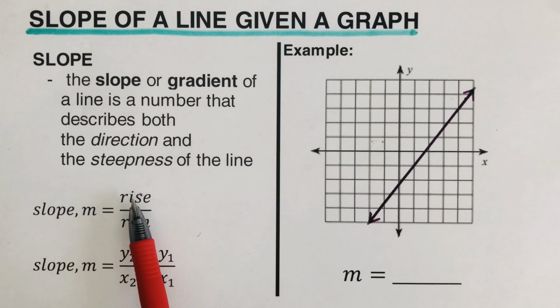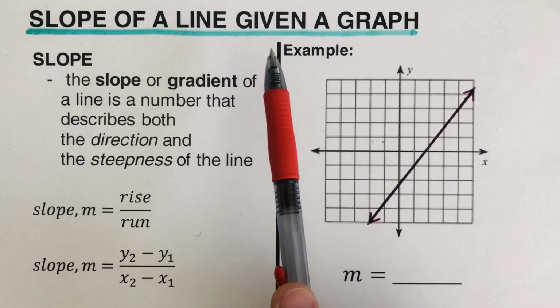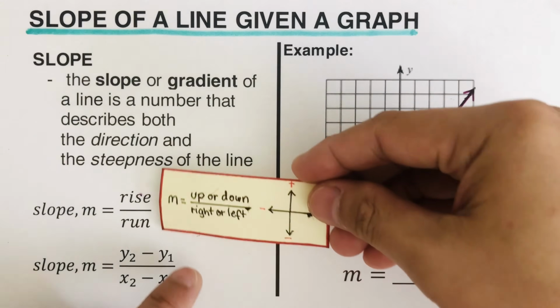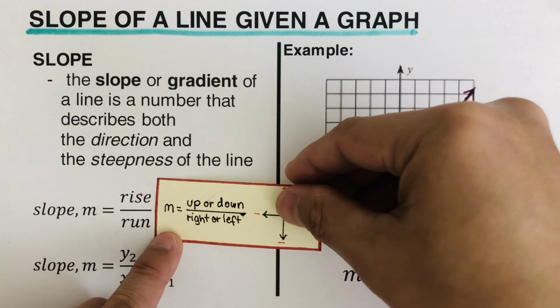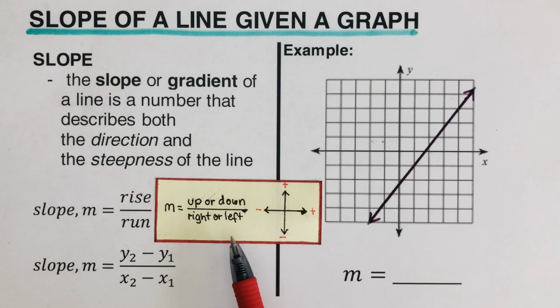By the way, slope is represented in math as letter M. It is the ratio between rise over run, or mathematically, y sub 2 minus y sub 1 over x sub 2 minus x sub 1. Since today we will be focusing on the slope of a line given a graph, we will be determining the slope using rise over run. If we say rise, it means we go up or down, and if we say run, it's either we go left or right.